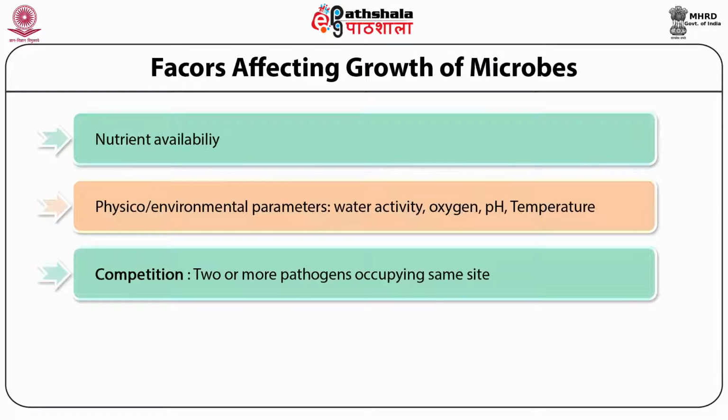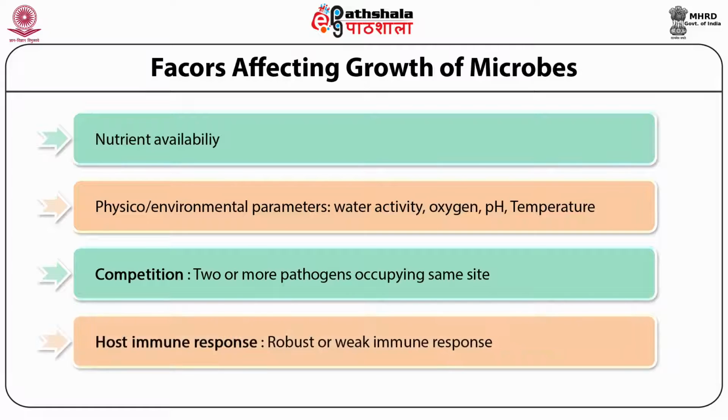When two or more pathogens infect the body at the same time, they will compete for resources: food, iron, vitamins and minerals. So the bacteria which can take up nutrients at a higher rate win this competition and will first colonize the body sites. And the fourth factor is host immune response.